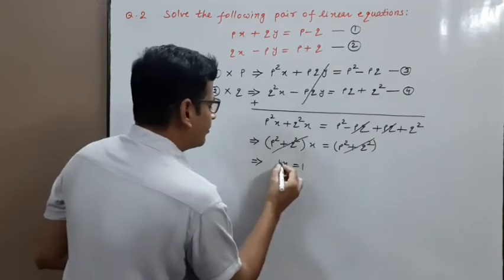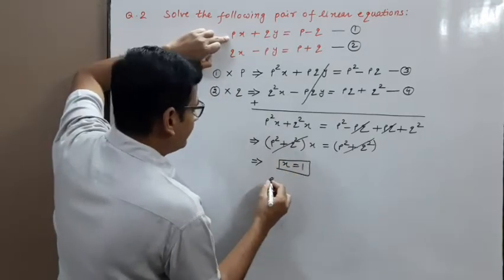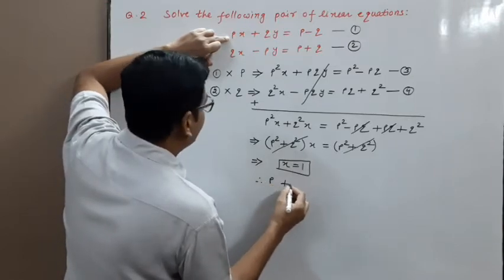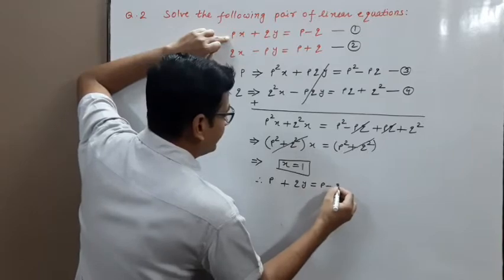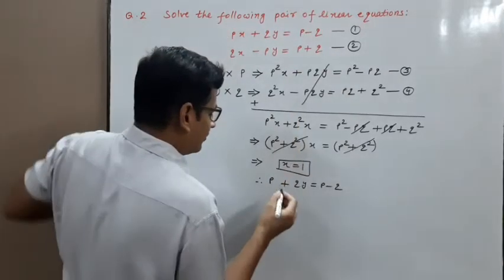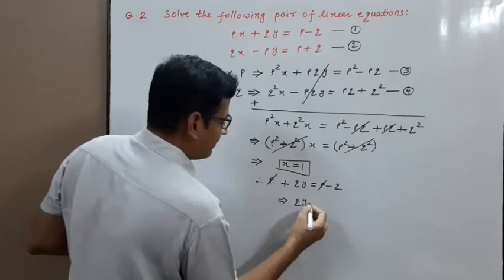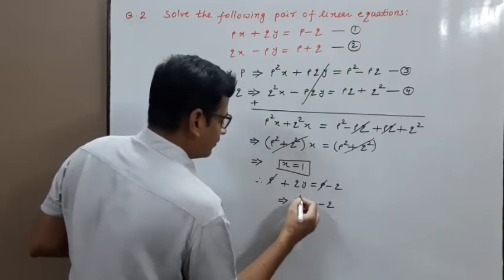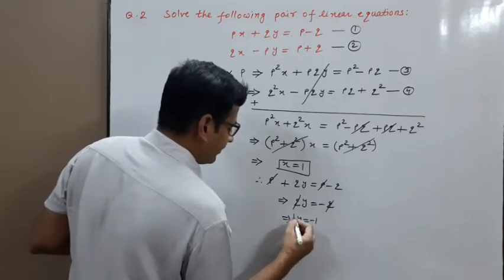Now putting x equal to 1 in equation 1. So p into 1, p plus qy is equal to p minus q. p and p cancel. Next step, qy equal to minus q. q and q cancel. So we get y equal to minus 1.